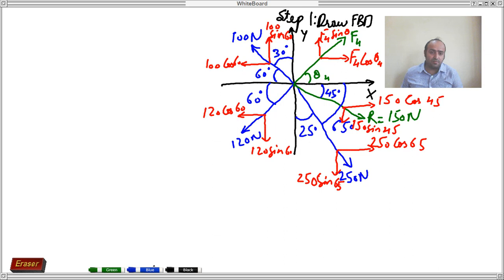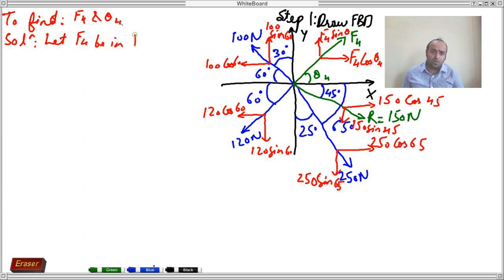Now this was the step 1, the free body diagram. Now friends, then and there we are supposed to write down what we are supposed to find. So here I can name it: to find, F4 and theta 4. Let us take the solution as the solution starts: let F4 be in first quadrant. Okay, we have assumed it. Now let's start with step number 2.